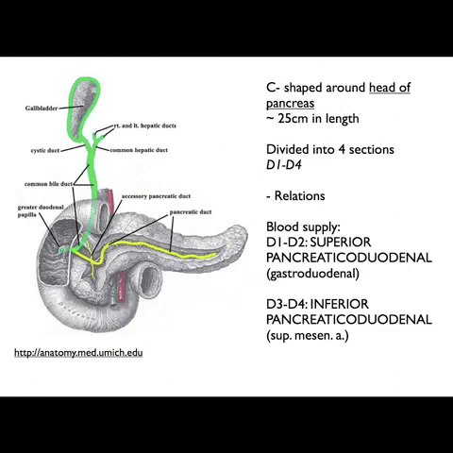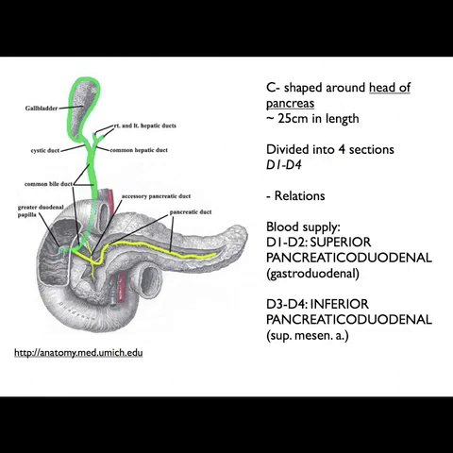D3 is the horizontal bit as it comes down around the head of the pancreas. It then goes horizontal again. And then finally D4, which is where it goes up, as you can see in the picture, and then at the duodenojejunal junction becomes the jejunum.